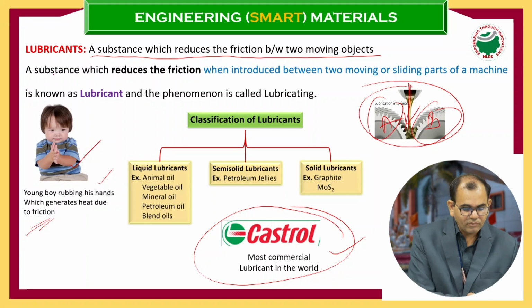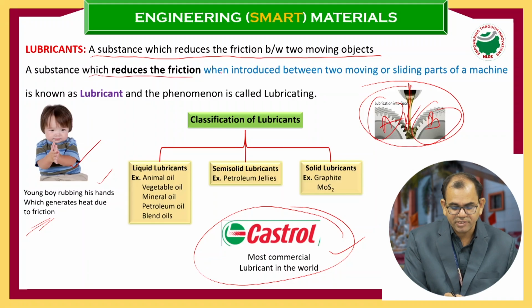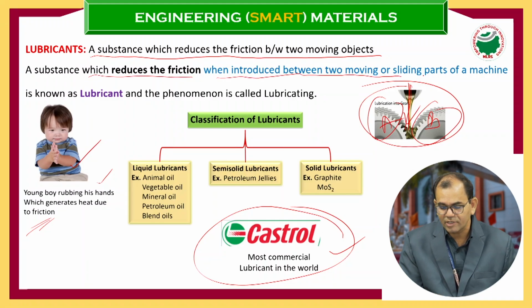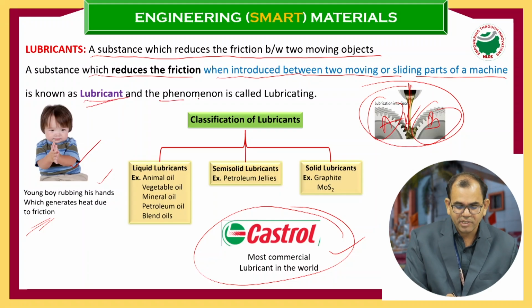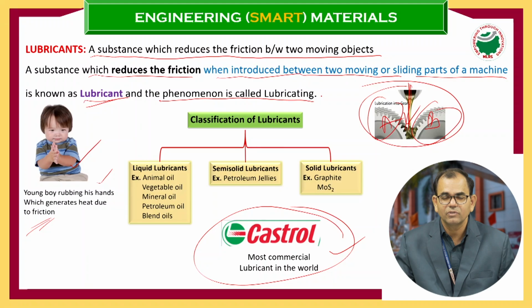Now, a substance which reduces the friction when introduced between two moving or sliding parts of a machine is known as a lubricant, and the phenomenon is called lubrication. We all know lubricants are everywhere: for bikes, cars, motorcycles, there will definitely be engine oil. We call it engine oil or gear oil. Without engine oil and gear oil, we cannot operate machines and engines. That is the purpose of a lubricant: to avoid friction and the damage or breakage of machinery.